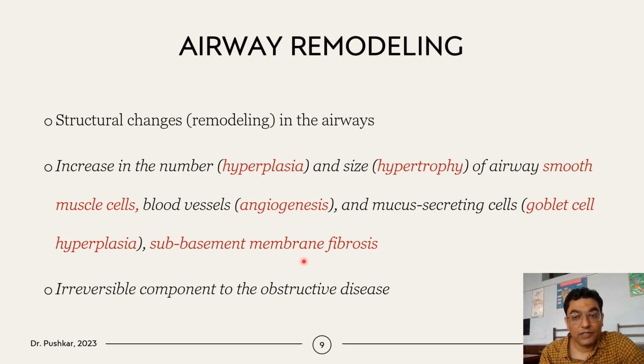If there is fibrosis, then it will become very difficult to treat. All this leads to an irreversible component to the obstructive disease. All this remodeling will lead to obstructive disease, and then it will become fibrosed. All these changes are very important to understand. We will see them.